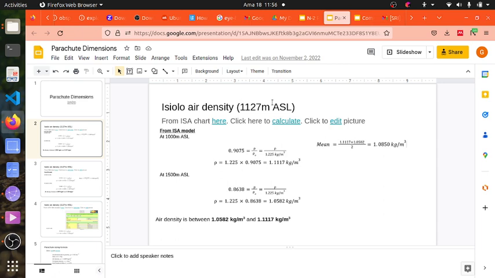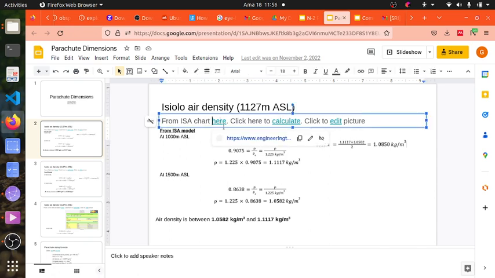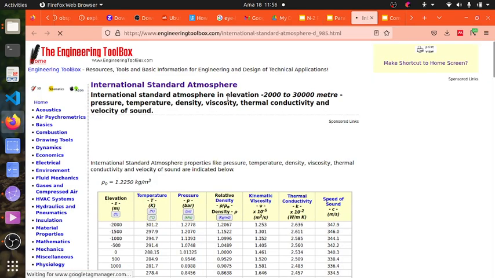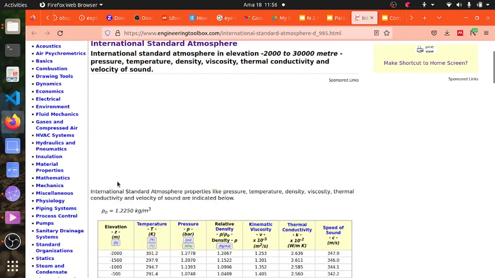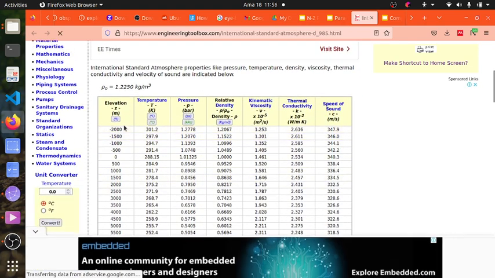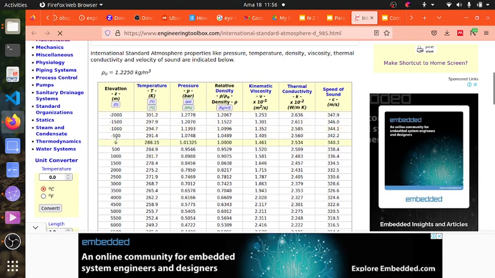So this is the altitude of Isiolo above sea level. And then from the charts, the ISA model, called International Standard Atmosphere, is commonly used when you want to get the density of a particular place. It's quite reliable, so you can look at it. For instance, we have this chart that uses meters. It has meters and feet, so you can choose between the metric system and the US system.